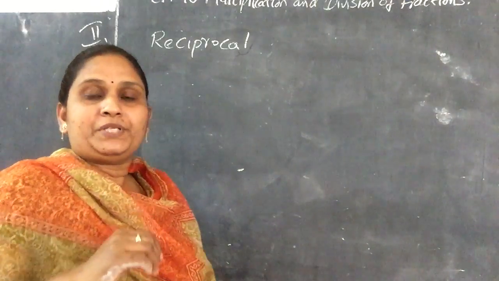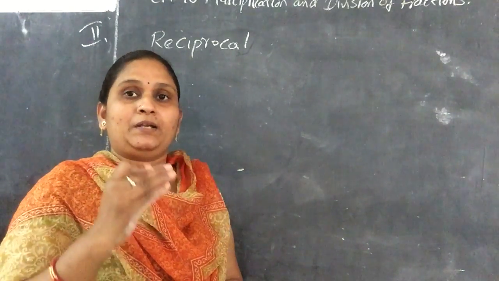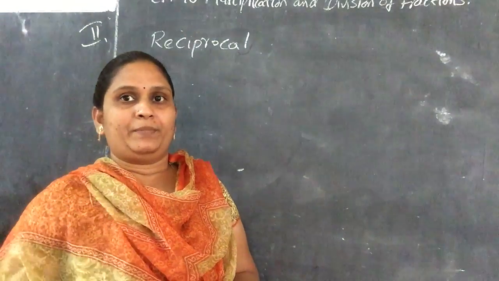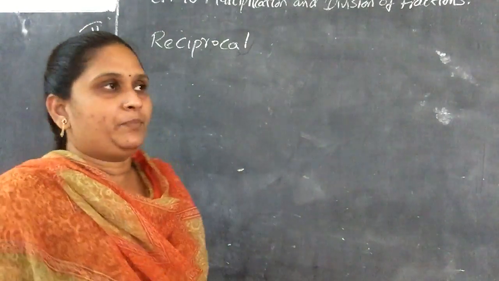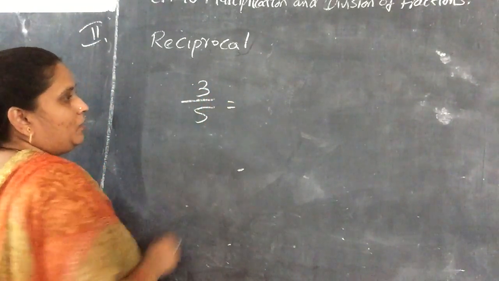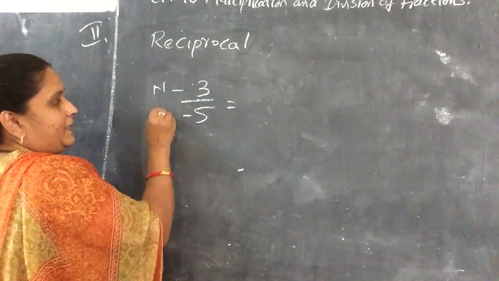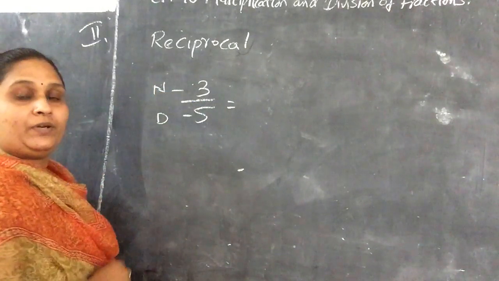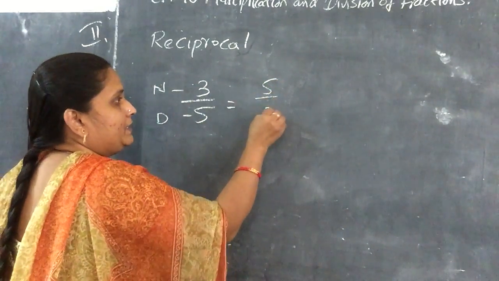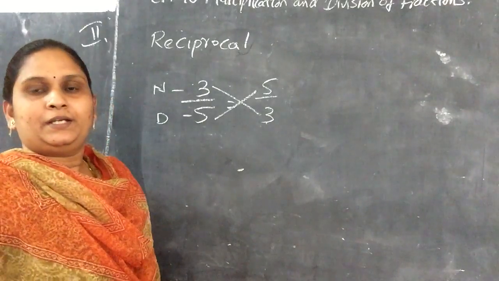So the number which is after the division, the fraction, we will write in the reverse manner: numerator as a denominator, denominator as a numerator. For example, look at the board here. 3 by 5 is there. 3 here is the numerator and 5 is the denominator. Now when you are writing the reciprocal, we have to write reverse. It means 5 by 3. This 5 was the denominator and it will become the numerator.